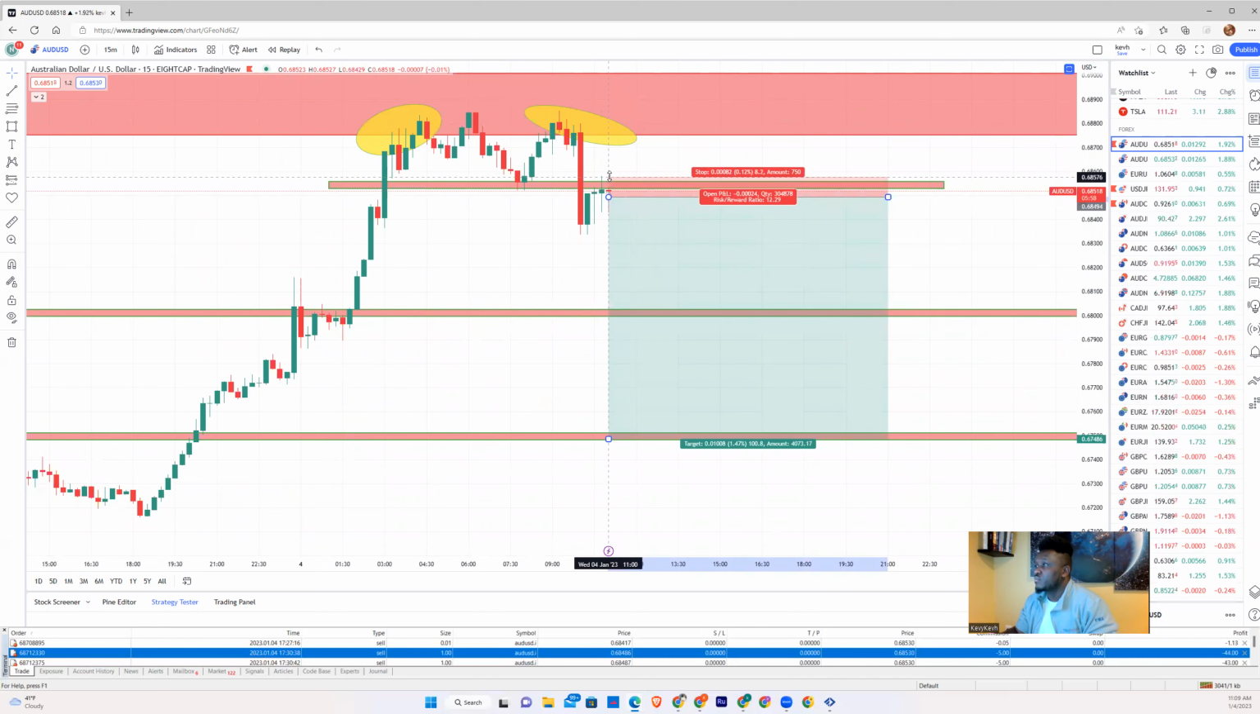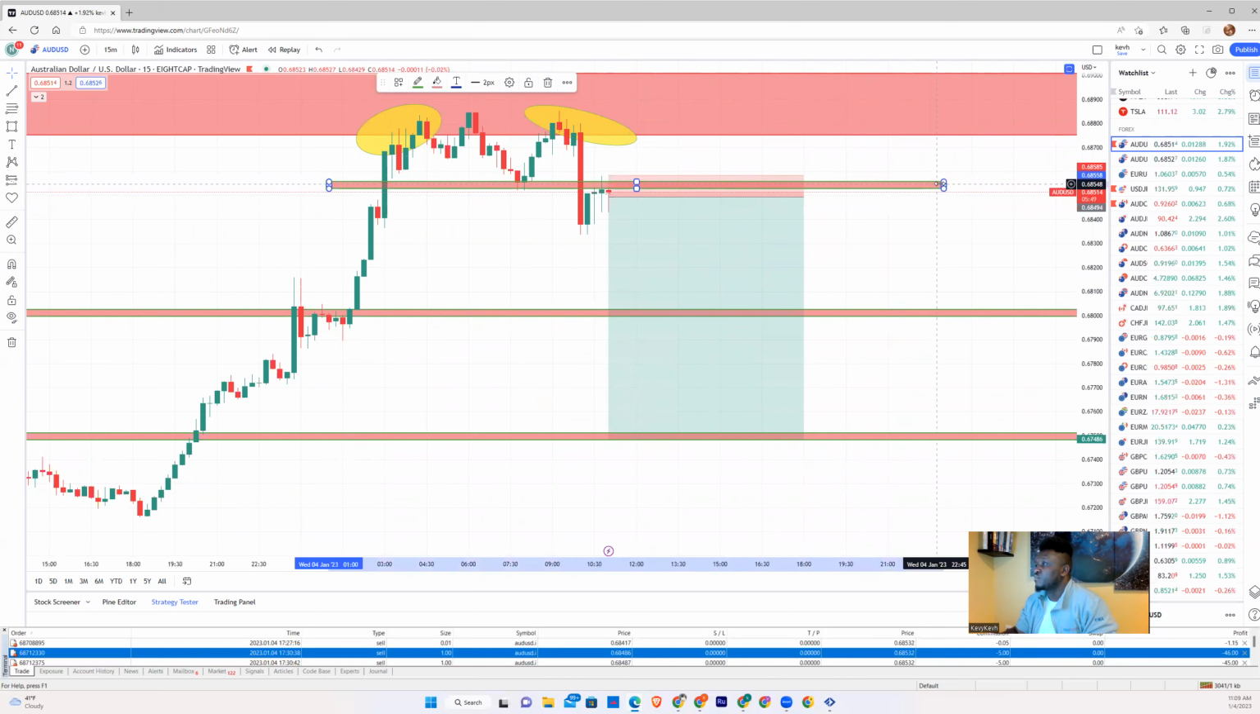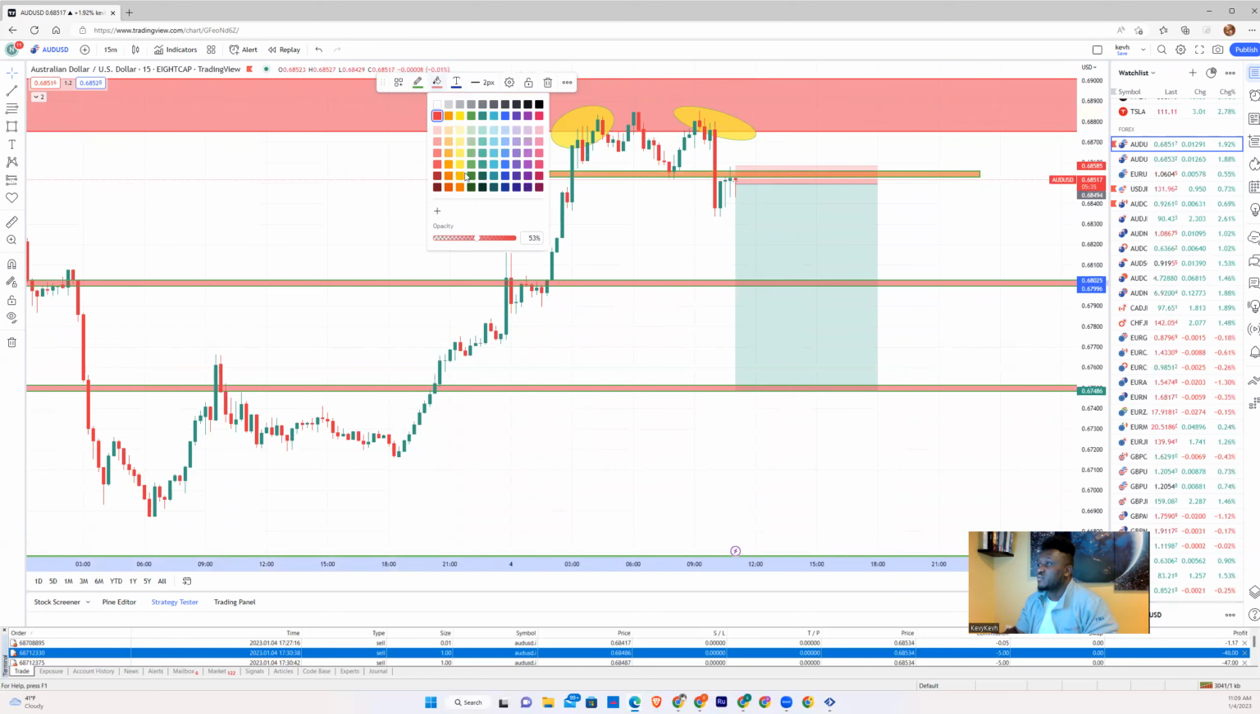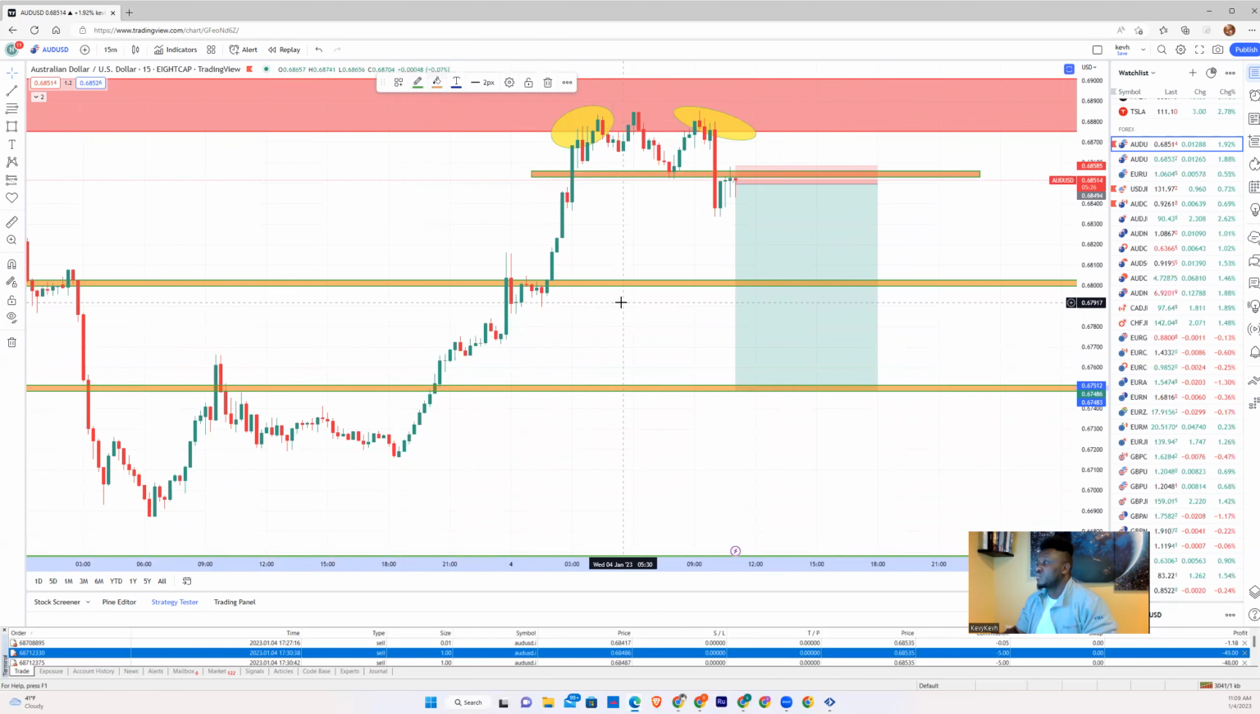Okay, so I have my stop loss just above that wick right there. Will make more sense if I change the color of this right here, so that it looks a little bit different from the bigger time frame, and you all understand that is part of the smaller time frame. Okay, smaller time frame analysis right there.